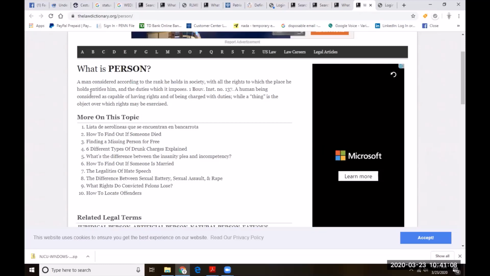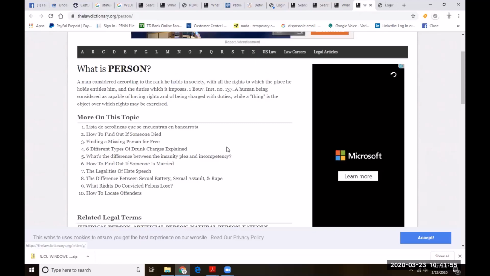Let's read that one more time, a little slower. What is person? A man considered according to the rank he holds in society, and that could be he or she, with all the rights to which the place he holds entitles him, and the duties which it imposes. A human being considered as capable of having rights and of being charged with duties, while a thing is the object over which rights may be exercised.